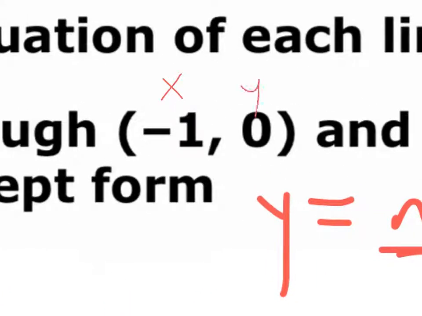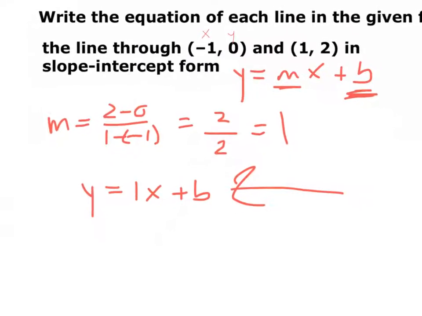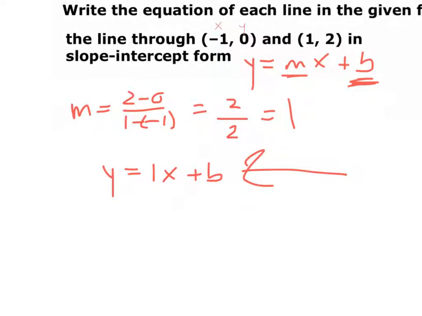This is our x and this is our y. So we can just plug these two in. We could use the other coordinates too, but it doesn't matter. So we can plug in -1 for x and 0 for y. So 0 is equal to 1 times -1 plus b. Now we solve for b. So we get 0 is equal to -1 plus b.